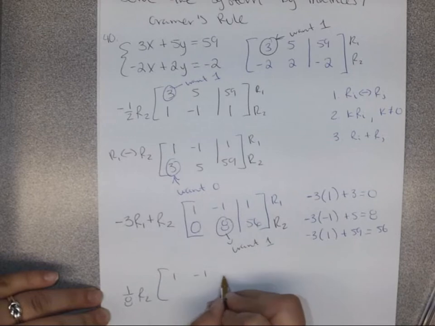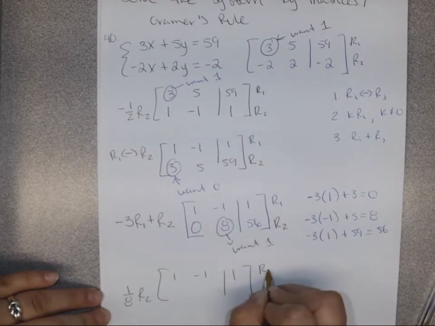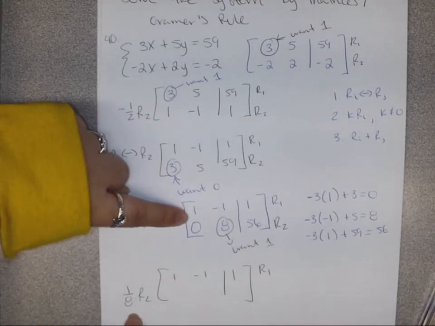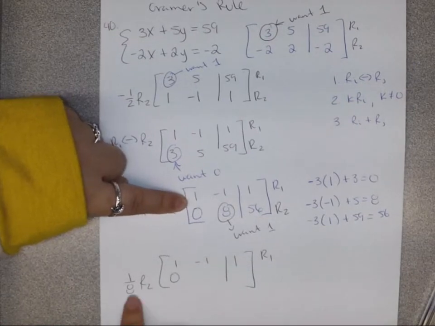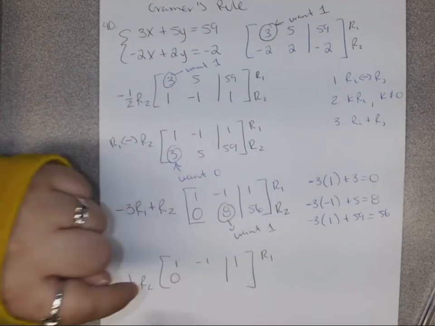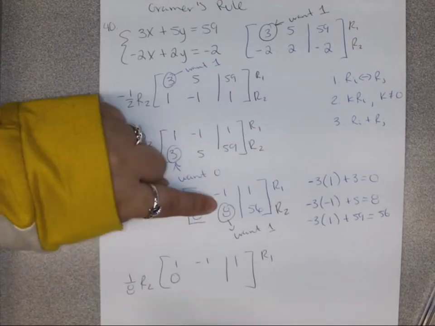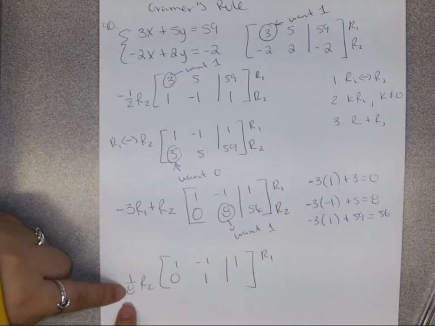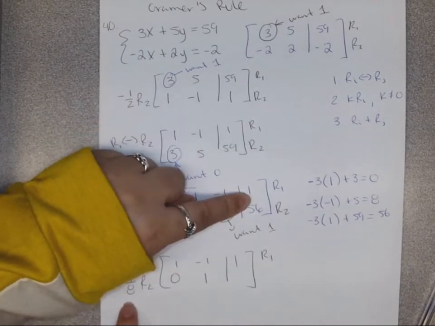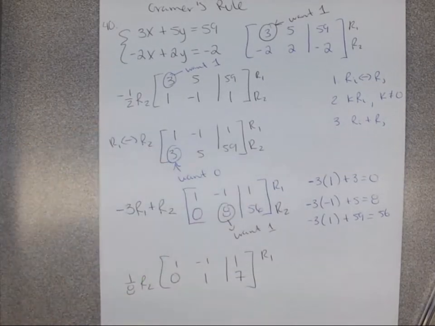So I have 1, negative 1, and 1. So I have 0 times 1/8. It's still going to be 0. So that's why we don't use this one anymore. So we don't mess with our 0. 1/8 times 8, that's going to give us the 1 we're looking for. And 1/8 times 56 is going to give us 7.